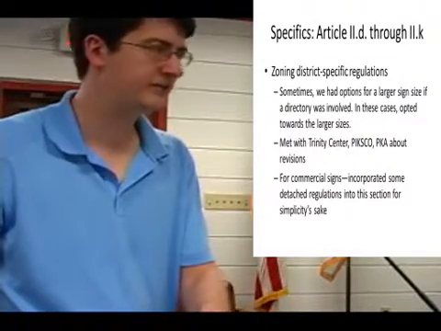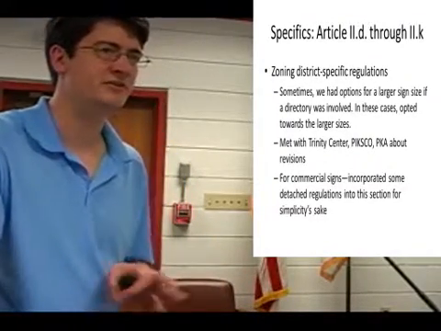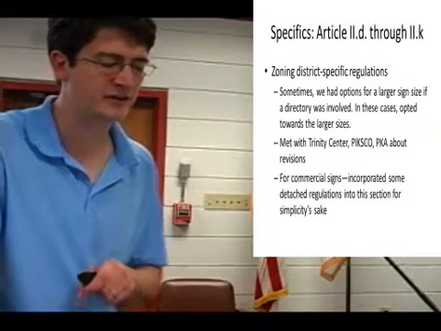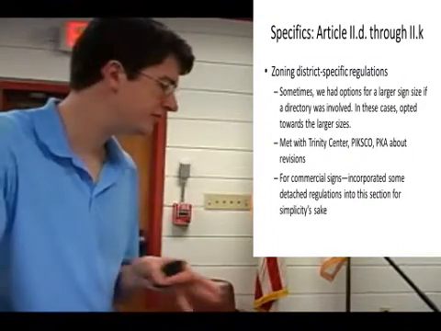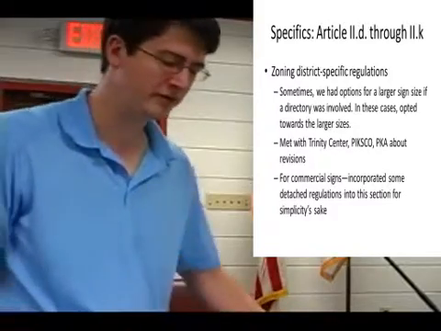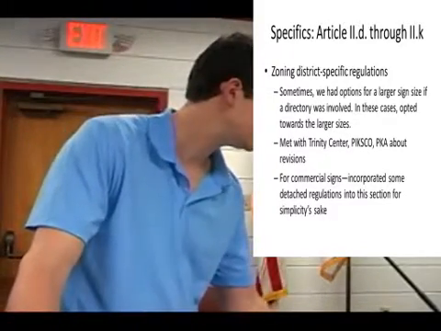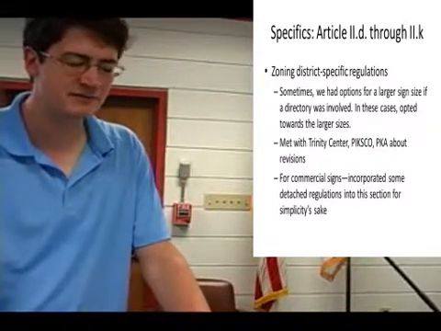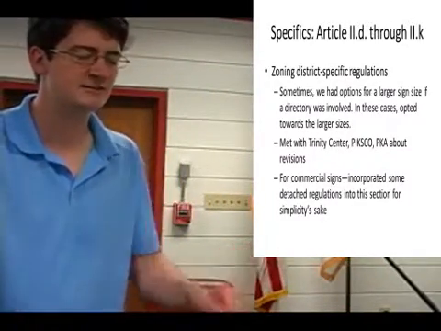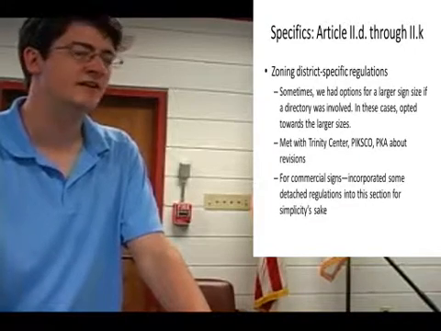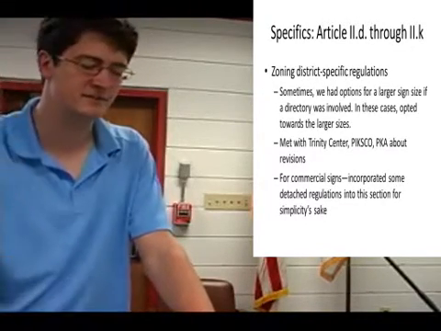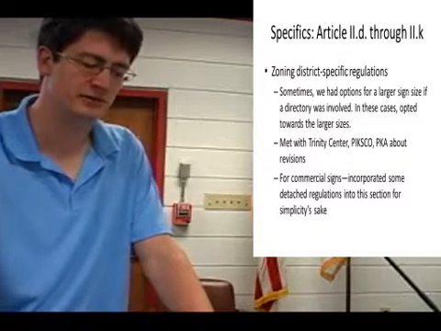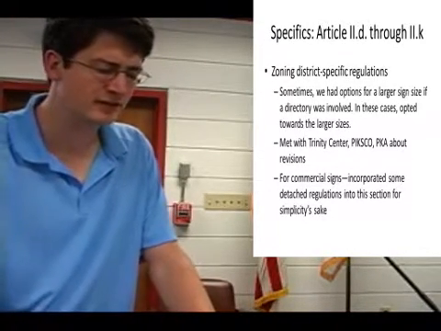I've really tailored this mostly to our residential guidelines, figuring that would be most of the areas of interest for the town. Articles 2D through 2K of the handouts deal with zoning district specific regulations. Sometimes we had options for a larger sign size if a directory was involved. In each of those cases, we opted towards the larger size, which was 60 square feet instead of 50 square feet. Most of the impact there would be on commercial properties.